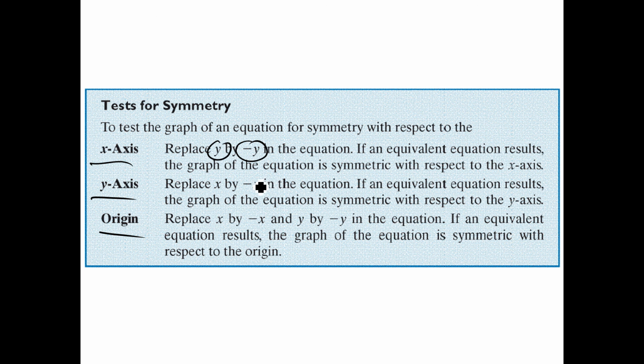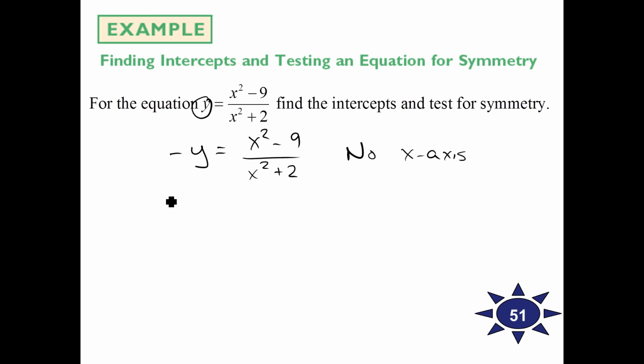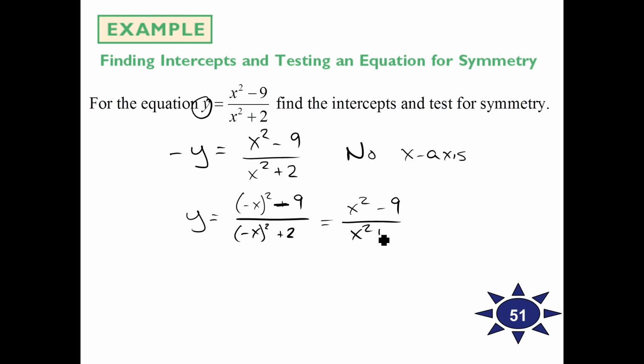If we look here for y-axis, we replace x with -x. So let's take a look at this. So y stays the same. X becomes -x squared minus 9 all over -x squared plus 2, since we're replacing x with -x. Now what happens if you square -x? You get back to +x squared minus 9 and +x squared plus 2. That's the exact same thing as what we started with. So we do have y-axis symmetry.